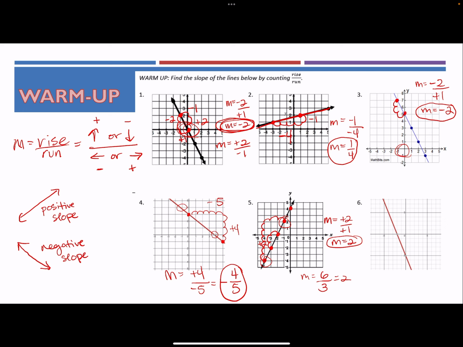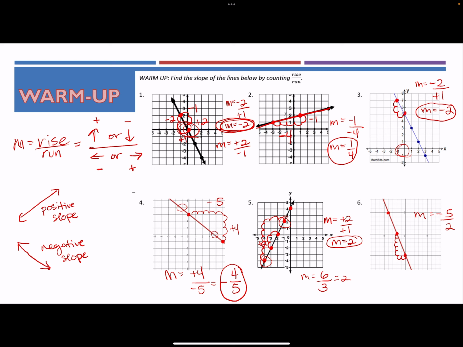Number 6, I need to find points. The line goes through the grid marks there. It goes through here. Looks like it goes through there. So find 2 points. Count rise over run and simplify. I can go down 1, 2, 3, 4, 5. And then I'm going to the right 2.